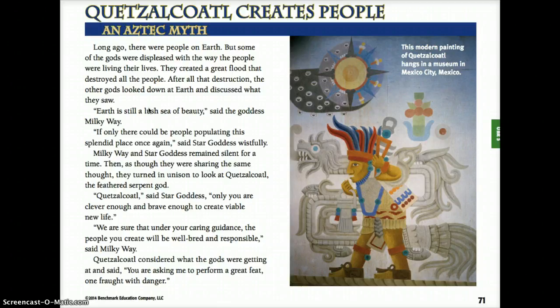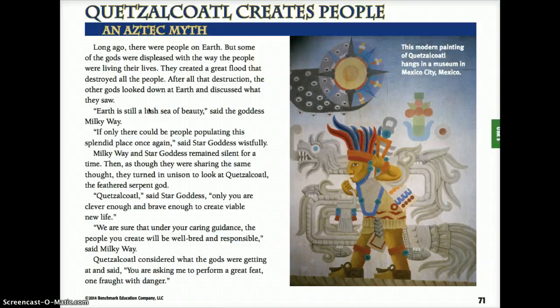Milky Way and Star Goddess remained silent for a time. Then, as though they were sharing the same thought, they turned in unison to look at Quetzalcoatl, the feathered serpent god. "Quetzalcoatl," said Star Goddess, "only you are clever enough and brave enough to create viable new life." "We are sure that under your caring guidance, the people you create will be well-bred and responsible," said Milky Way.